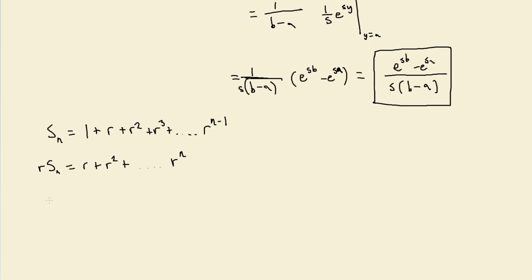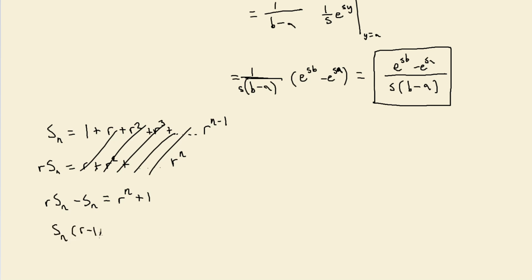And so if we were to take r times the series and subtract the original series, what are we going to get? Every term in here is going to cancel. And so we cancel everything, and we'd be left with r to the n plus 1. And we can sort of factor out the series itself here, and we'll get that our series here times r minus 1 is equal to r to the n plus 1. And so we could solve for our series here. This series is going to be r to the n plus 1 divided by r minus 1.